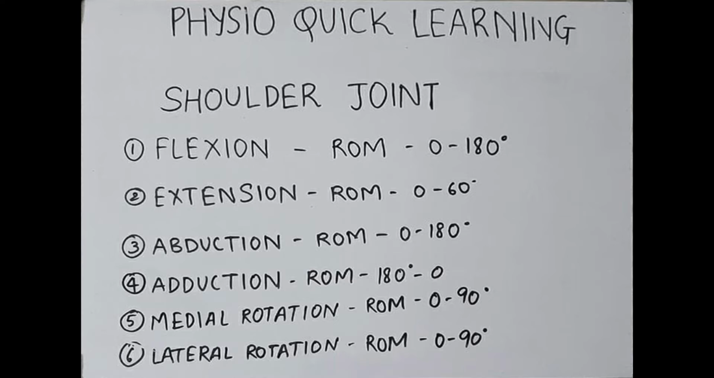For medial rotation, the muscles involved are pectoralis major and anterior fibers of deltoid. The range of motion of medial rotation is 0 to 90 degree. Now, lateral rotation. The primary muscles are posterior fibers of deltoid, infraspinatus and teres minor. The range for lateral rotation is 0 to 90 degrees.